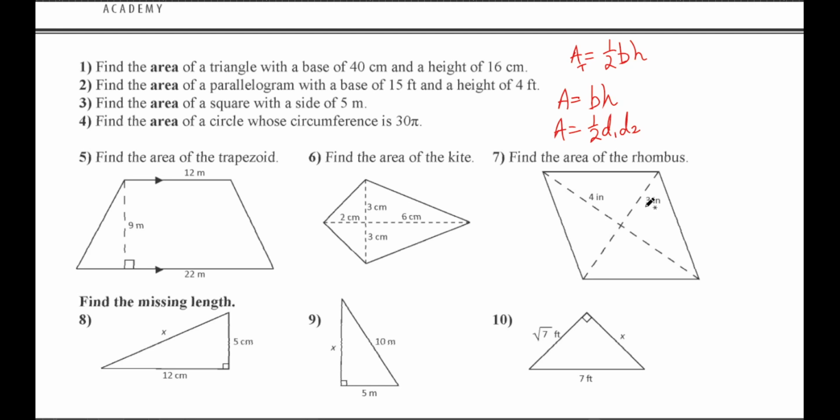So would you go 4 times 3? Is that the diagonal? What is the diagonal here? It's 8. That's right, because that's 4 and that's 3. So it's 8 and 6. Multiply those, take half of it, then you've got it. Okay, so if you have the diagonals, then it's pretty easy. You don't have to find the height, which is nice.